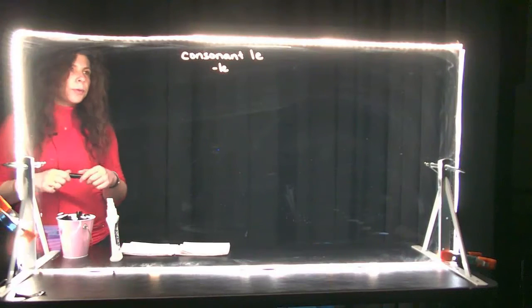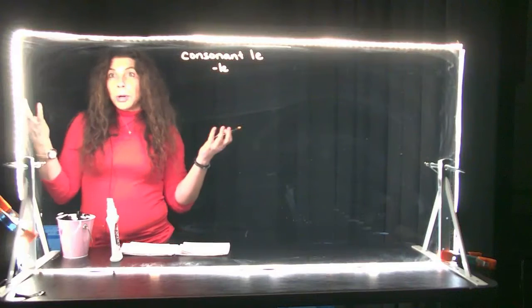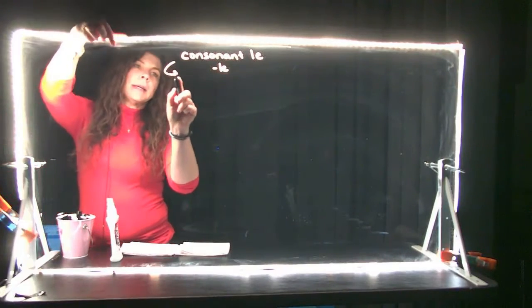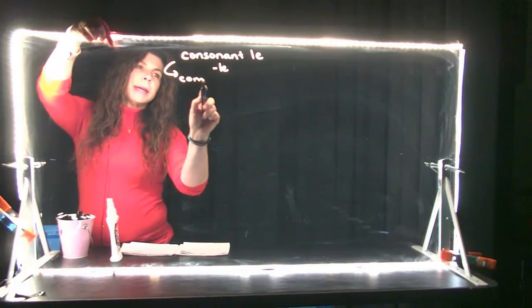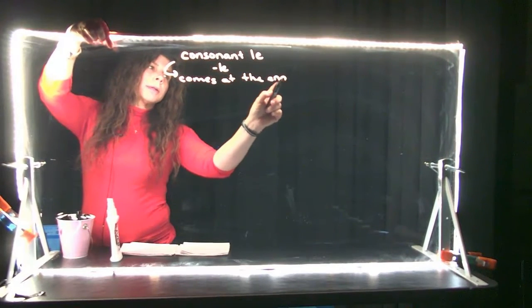Okay, so third grade, remember we're talking about our consonant LE syllable type, brand new syllable type. What do you need to know for a consonant LE? It comes at the end of a multisyllabic word.